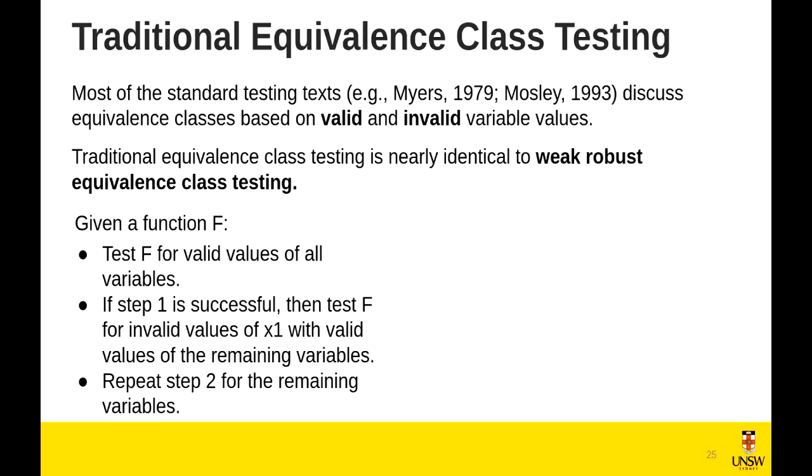So here are the steps for doing traditional equivalence class testing. The first step is that we test the function for valid values for all the variables that are accepted by this function.